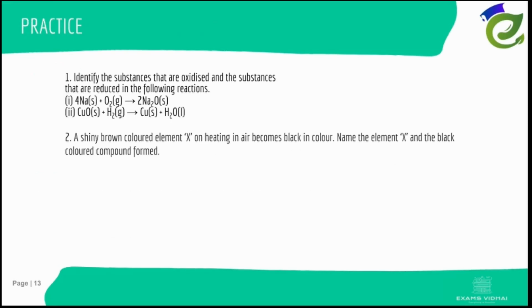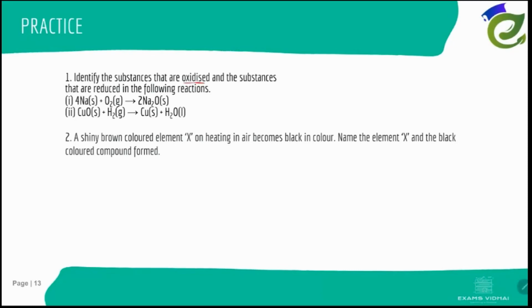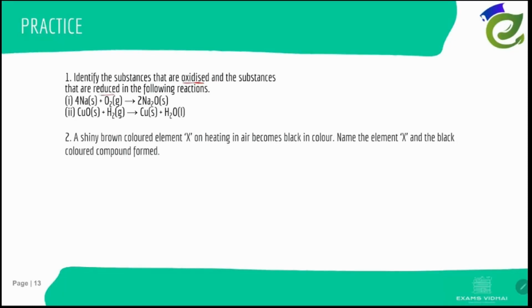So let's practice a few questions. In this question, they are asking which is getting oxidized and which is getting reduced. Therefore, Na plus O2 produces 2NaO. First, let's check the balance. Na is 4 on the reactant side and on the product side we have 4. Therefore, sodium is balanced, and oxygen is 2, and on the product side we have 2. Therefore, oxygen is also balanced. Therefore, this is a balanced reaction.